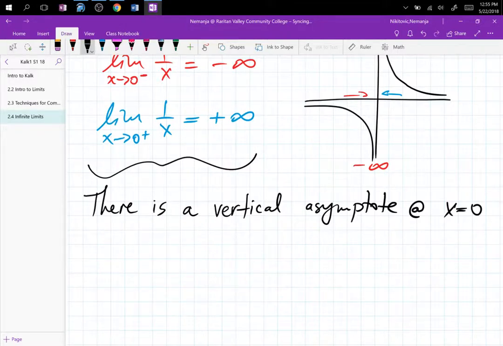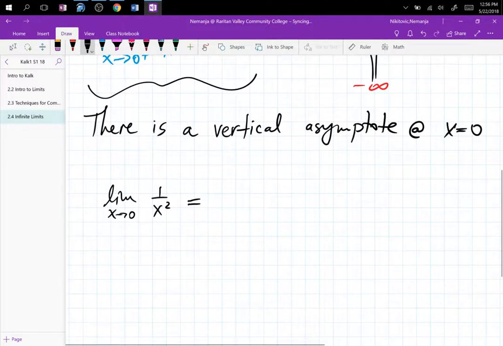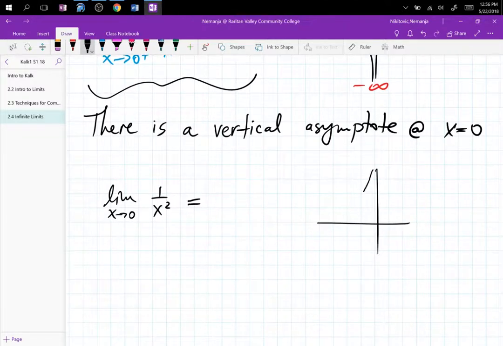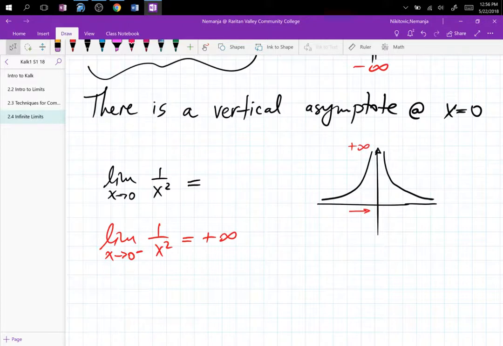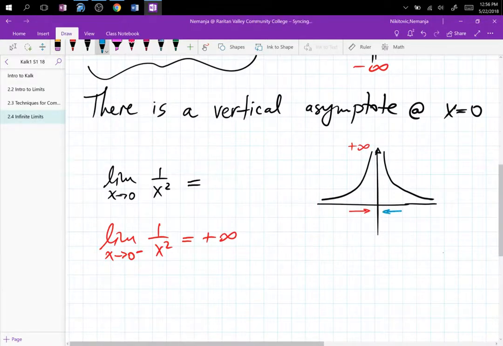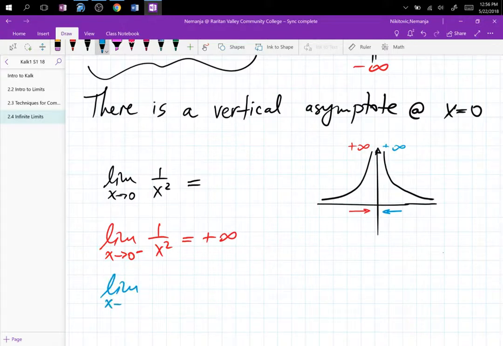Let's take a look at the limit of 1 over x squared as x goes to 0. What is that one? Well, if you know the graph of the function, which would be very helpful, you would draw it this way. Now your red approach is clearly going to positive infinity. You look at it and you see it's going up forever. So the limit as x approaches 0 minus of 1 over x squared is positive infinity. The blue approach from the right is also positive infinity, so the limit as x goes to 0 plus of 1 over x squared is also positive infinity.